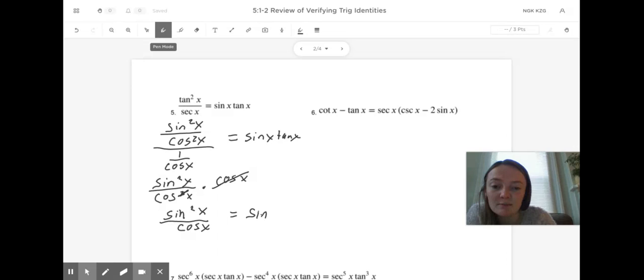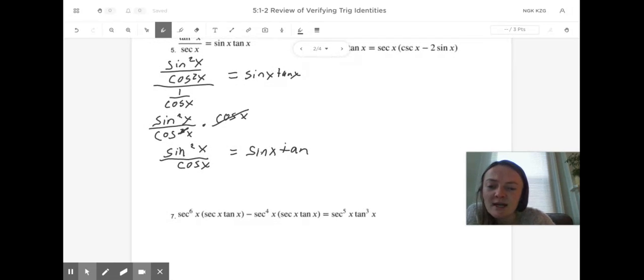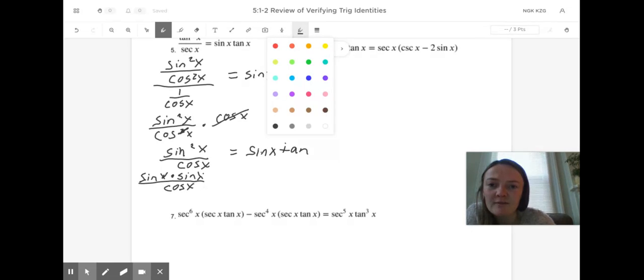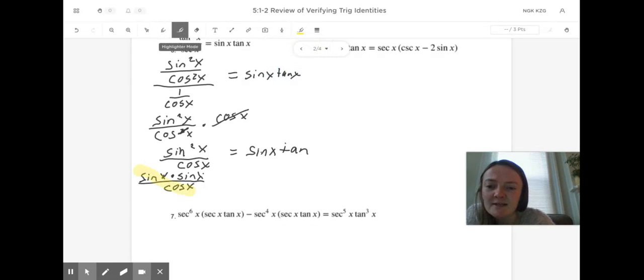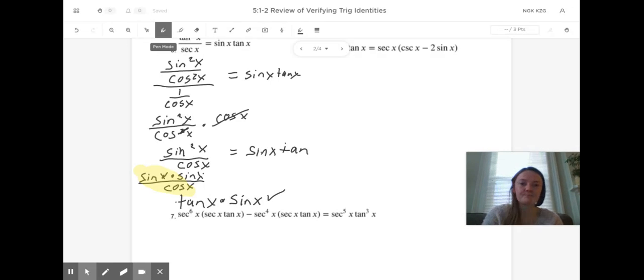And if you don't see it, believe it or not, we're actually really close to the answer here. Sine squared x is the same thing as sine of x times sine of x, all over cosine of x. I'm going to get my highlighter out for a minute. If I highlight sine x over cosine x, that is tangent x. And so this is going to be tangent of x times whatever's left, which is sine x. And so that right there also verifies.